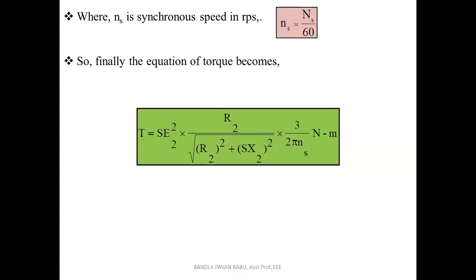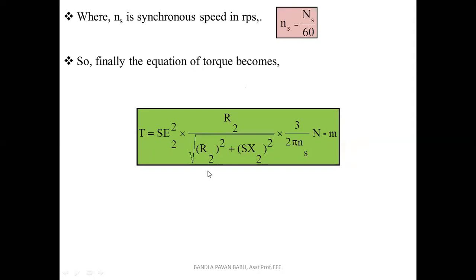So finally the torque equation becomes T equal to S into E2 square into R2 by root of R2 square plus S into X2 square, into 3 by 2 pi ns, in Newton meters. This is the torque equation of an induction motor in terms of the slip.